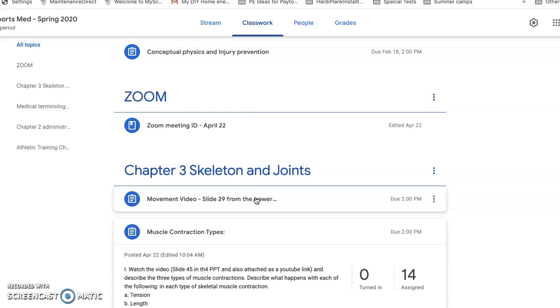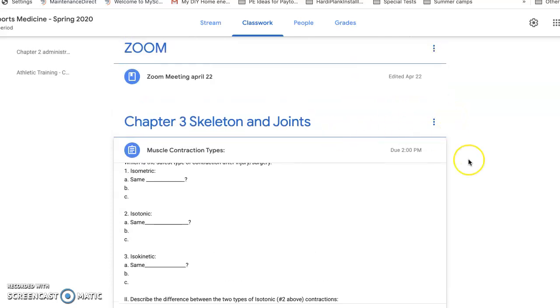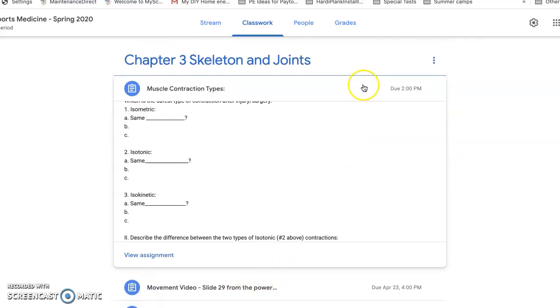The first assignment is the movement video slide, which I was not able to get to last class. And the second one is muscle contraction types. Both of these are in the Chapter 3 Skeletons and Joints for both. This is H period, and E period should have the same thing, muscle contraction types and movement video slide.